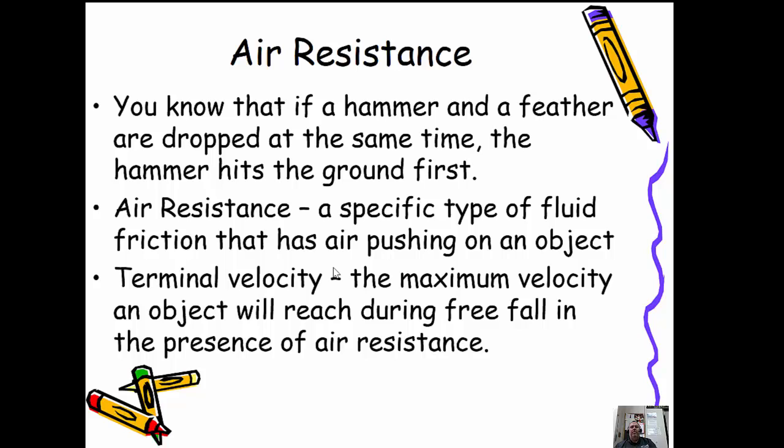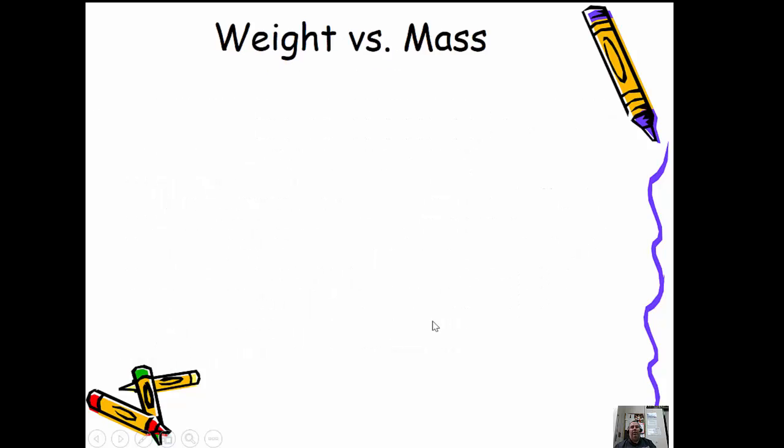Terminal velocity, that's the maximum velocity an object will reach during free fall, in the presence of air resistance. When I drop that hammer, it's going to go faster and faster downward. When I drop a Kleenex, all of a sudden you kind of see it swaying back and forth. That's because it has reached its terminal velocity sooner than the hammer reached its terminal velocity.